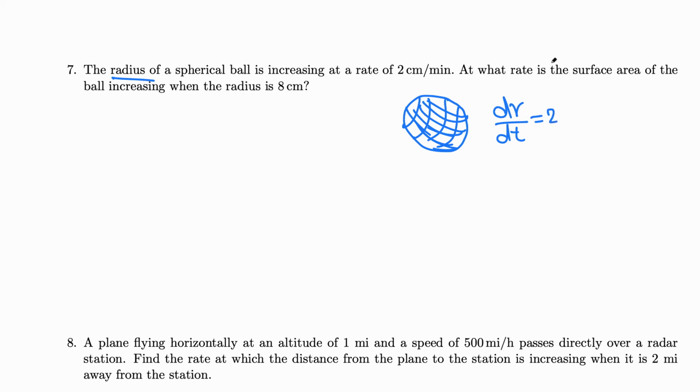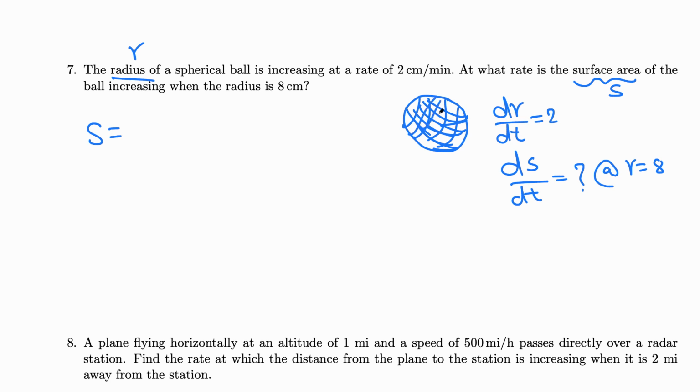At what rate is the surface area increasing when the radius is increasing? So at the moment when the radius is 8 centimeters, at what rate is the surface area increasing? So radius and surface area, so there are two variables, so we need to write down the formula.